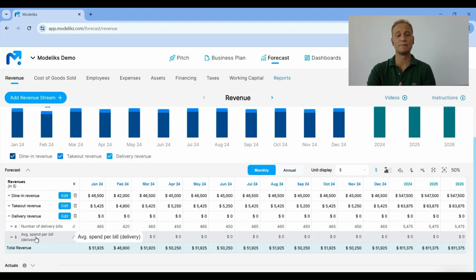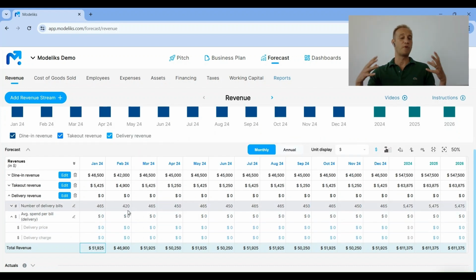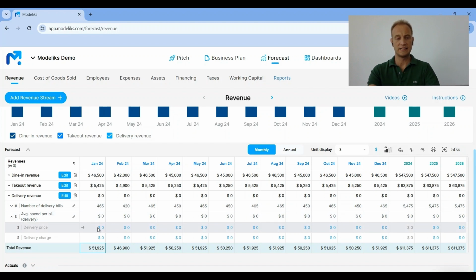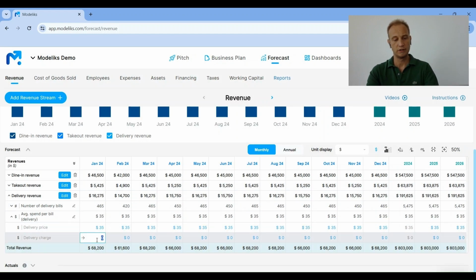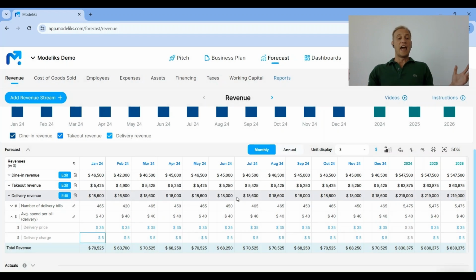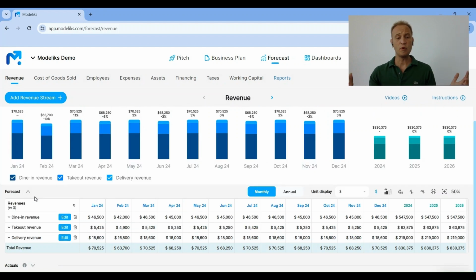Last assumption is the average spend per delivery bill. Usually, there will be the delivery price, or the price of the food plus a delivery charge. So the delivery price, let's say it's about again $35 for the order, plus $5 for a delivery charge. Paste again. And with that, we have now calculated the average spend per delivery bill and the total delivery revenue. And that's it. Now we have our revenues for our restaurant already calculated.